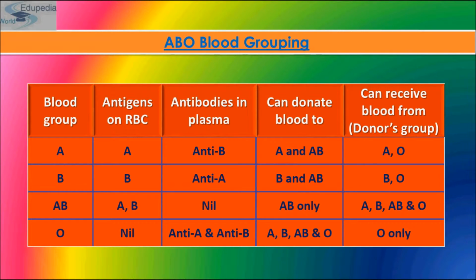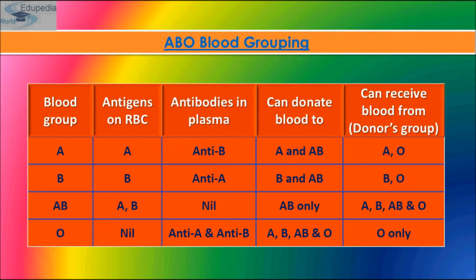See, blood group A has antigen A on the RBC, but the antibody in plasma is anti-B. It can donate blood to A and AB. That means a person with blood group A can donate to A and AB, but can receive blood from A and O. Now come to B. B has B antigen on the RBC and anti-A antibodies in the plasma, and it can donate blood to B and AB, but can receive from B and O.